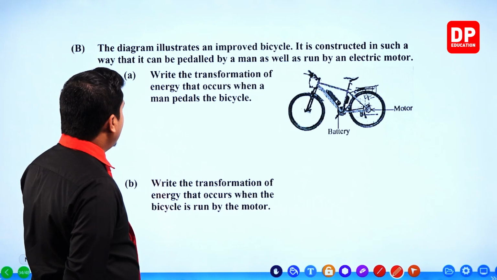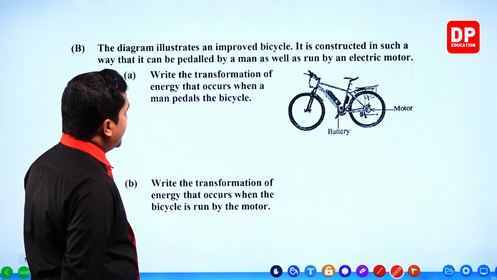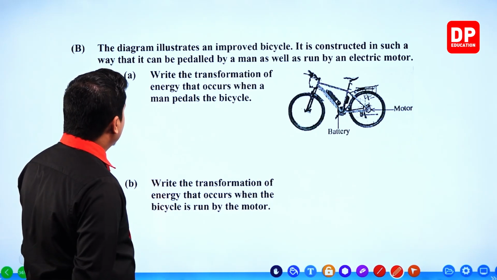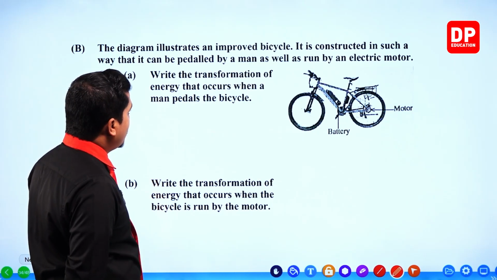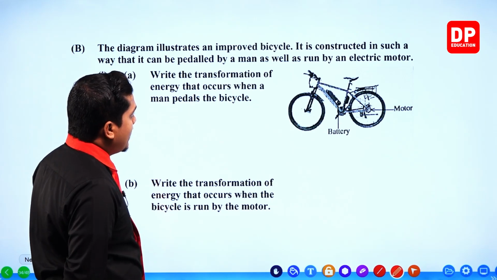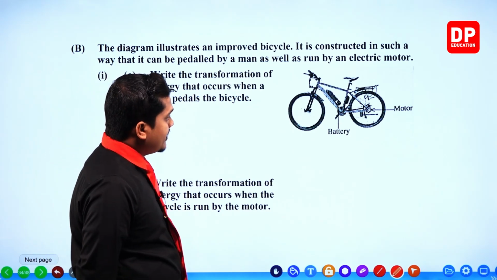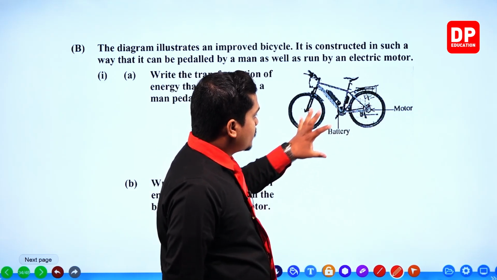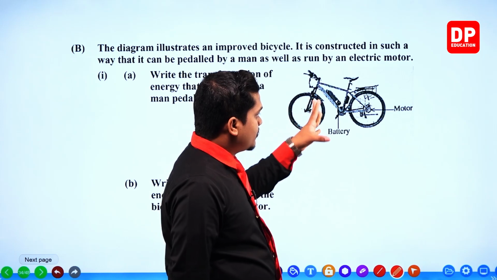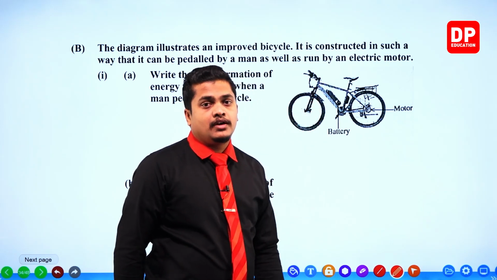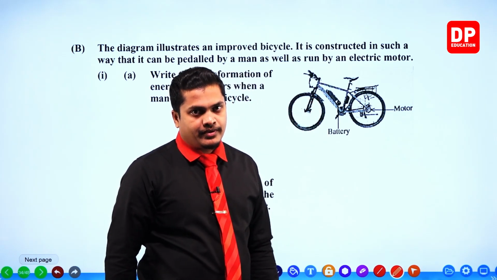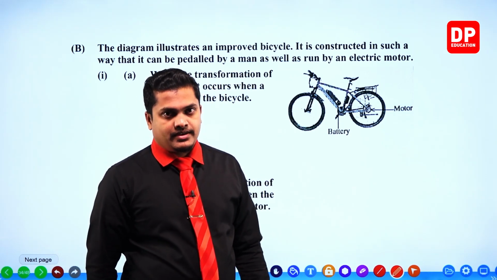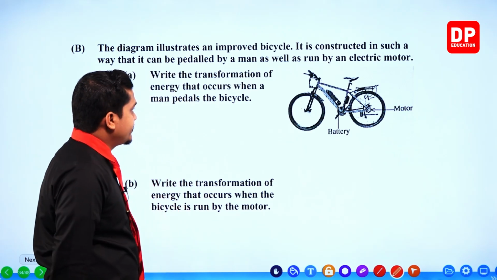So question B, the diagram illustrates an improved bicycle. It is constructed in such a way that it can be pedaled by a man as well as run by an electric motor. So there is an electric motor over here. It is operated by the battery, and also the person who is going to use this bicycle can pedal it too, right? So this is a modern bicycle, my dear children, an electric bicycle. Okay, now we'll see the questions then.